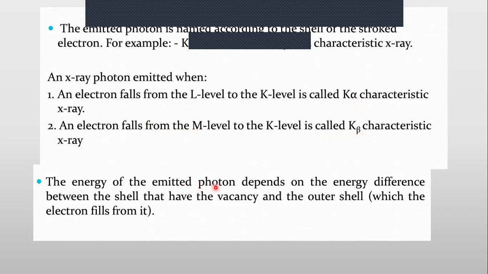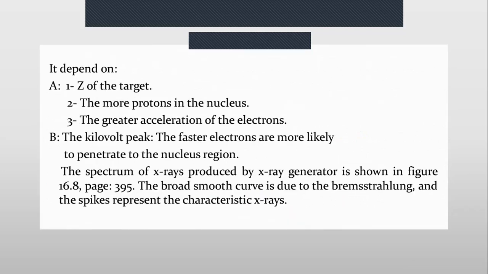The energy of the emitted photon depends on the energy difference between the shell that has the vacancy and the outer shell, which is where the electron is coming from. So the difference between the shells gives you the energy of the photon that will be emitted.